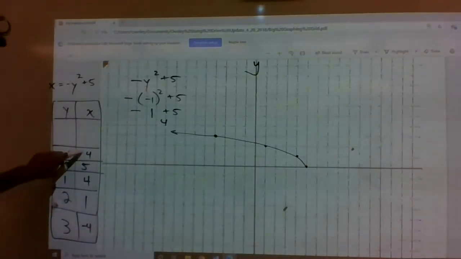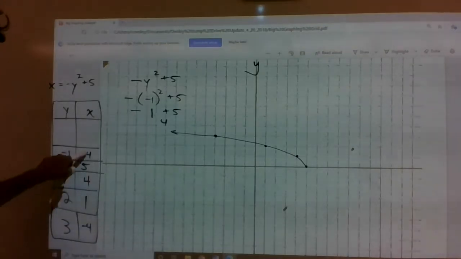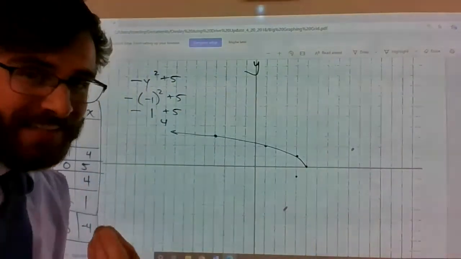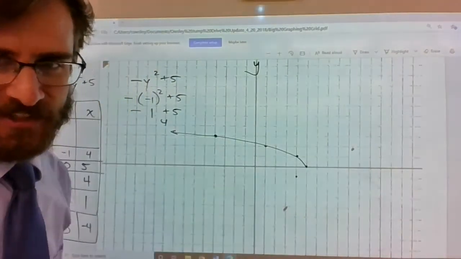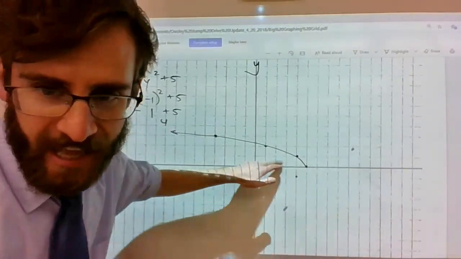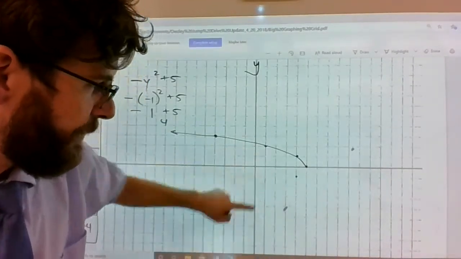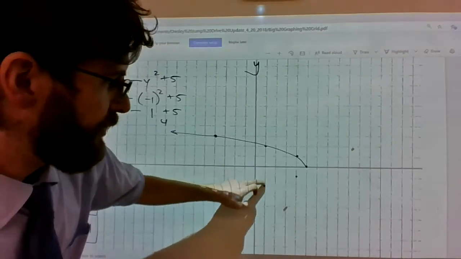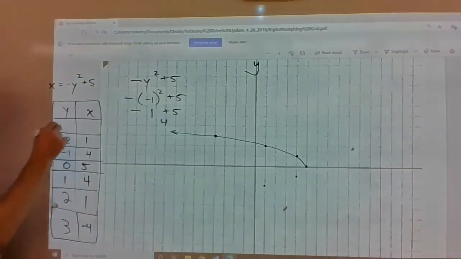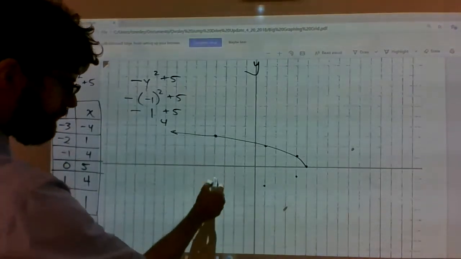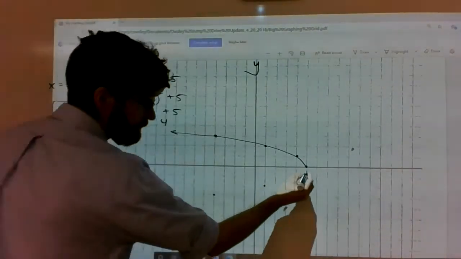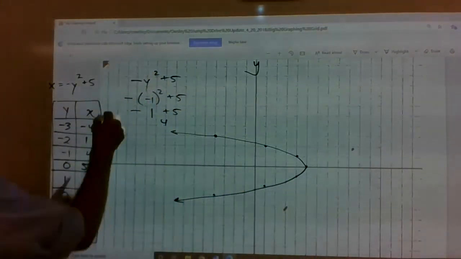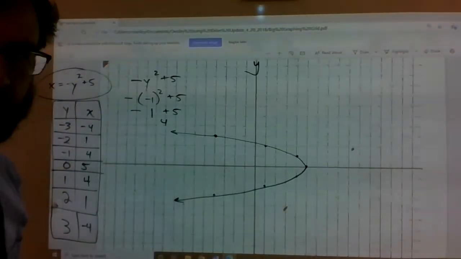So an x value of 4 not only yields a y value of 1, but it also yields a y value of negative 1. So 4, negative 1. And if you guessed it, we've got symmetry over the x-axis now. These are partner points as the x-axis splits it up. When you plug in negative 2 for y, you're going to get 1 for the x. Same thing with negative 3 and negative 4. So this is the graph of what x equals negative y squared plus 5 looks like.